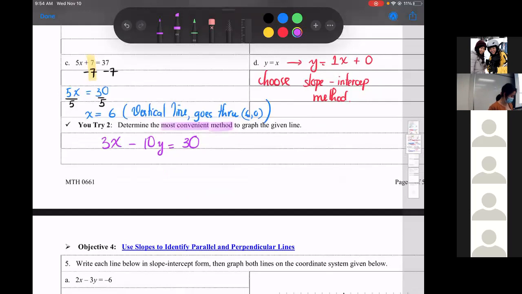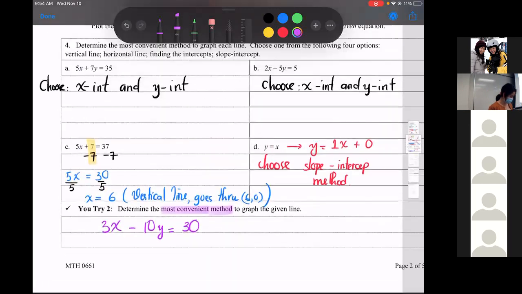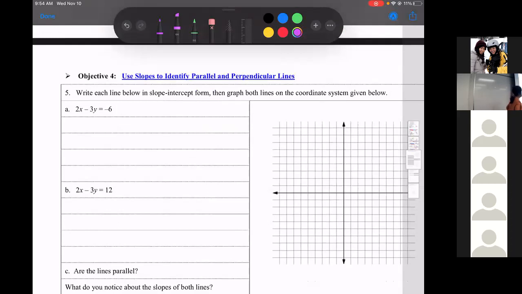All right, objective 4. Now we're going to determine whether the 2 given lines are parallel or perpendicular. This one has no theory, maybe it comes later, but we're going to go right on to the example. I have 2x minus 3y equals 6. They say write each line below in slope-intercept form, then graph all lines. So they want you to solve for y.